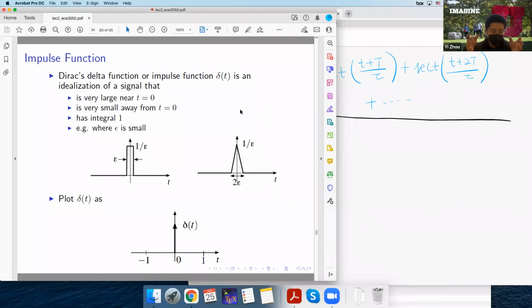So this impulse function is really defined in this limiting sense. You can imagine there's a rectangle or triangular signal defined in this way, and then you push the epsilon to the limit 0. In the end, they will converge to a single arrow. Okay, so this is defined as the delta function, the impulse function.